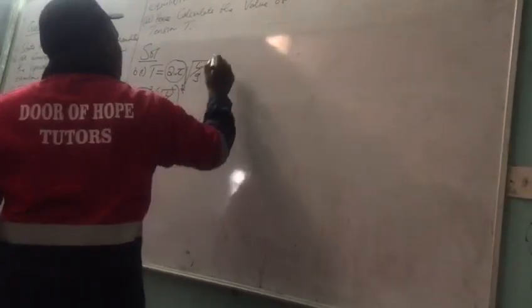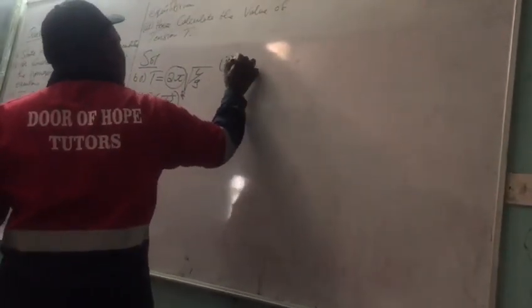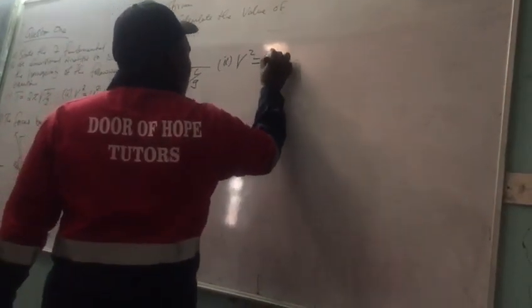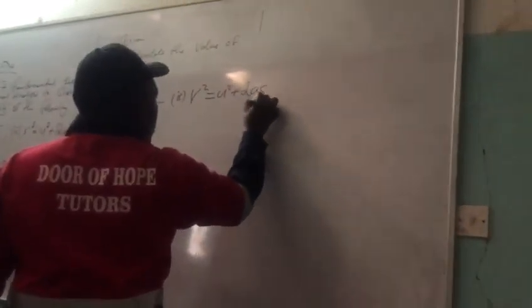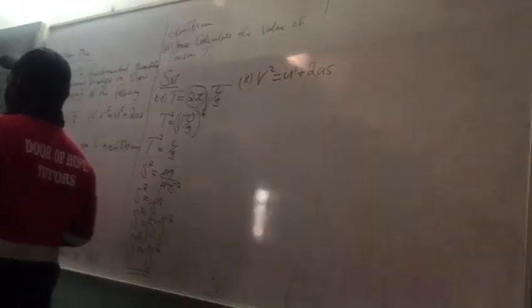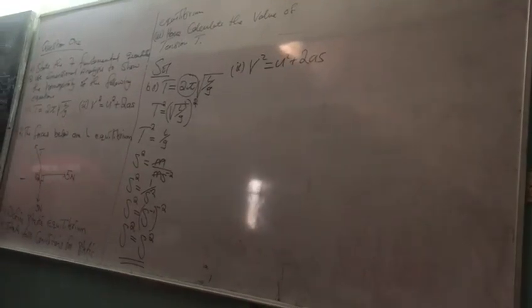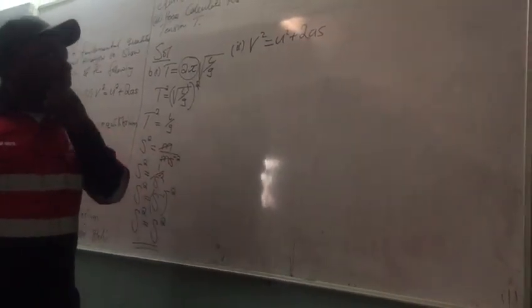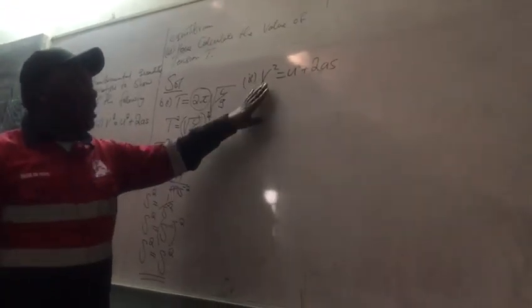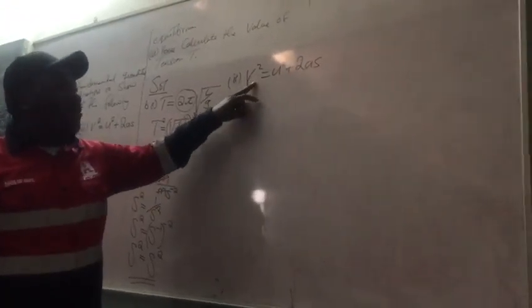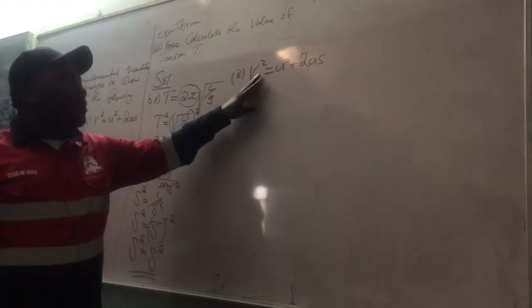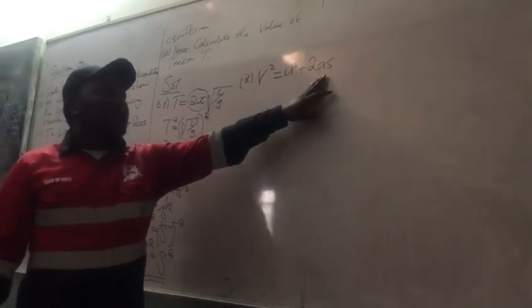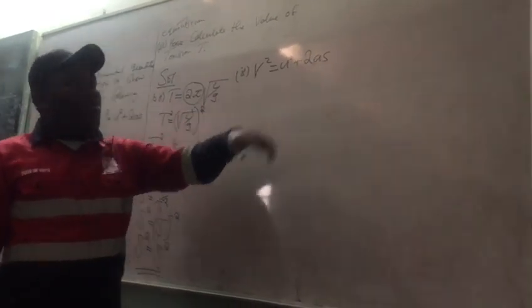Let's check the second one. We have v squared is equal to u squared plus 2as. What do we use this formula for? Under linear motion, we use it to find the acceleration, to find velocity. We can also use it to find the displacement because the s is the distance.